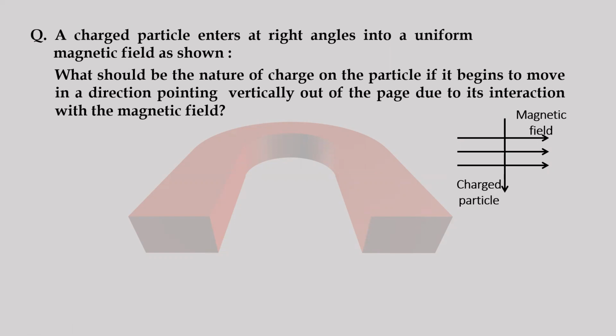A charged particle enters at right angles to a uniform magnetic field. You can see the uniform magnetic field here is shown by parallel lines. And the charged particle, positive charge, is it positive? No, we have to find whether it is positive or negative. A charged particle actually goes through the magnetic field at right angle, right? So we know in this case what we have to find is the nature of the charge, whether the charge is positive or negative, right?